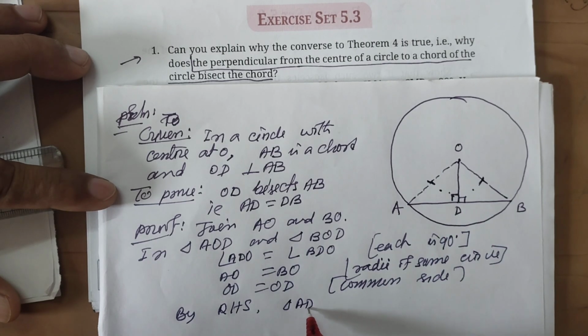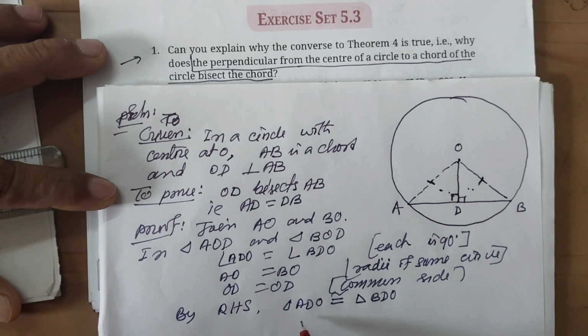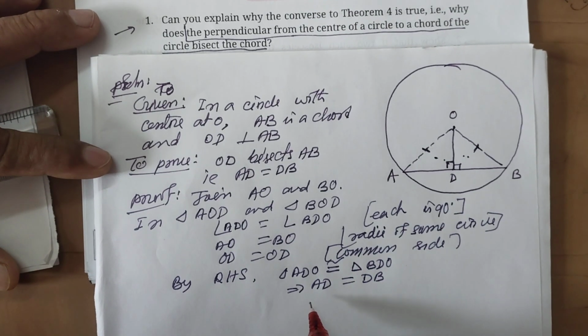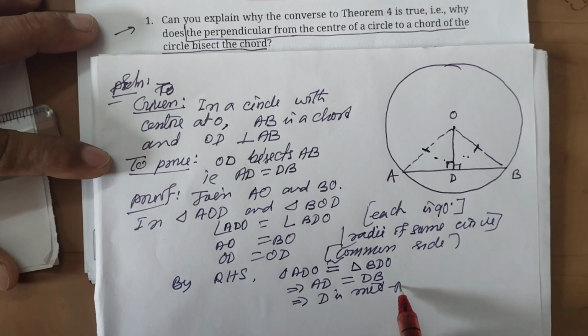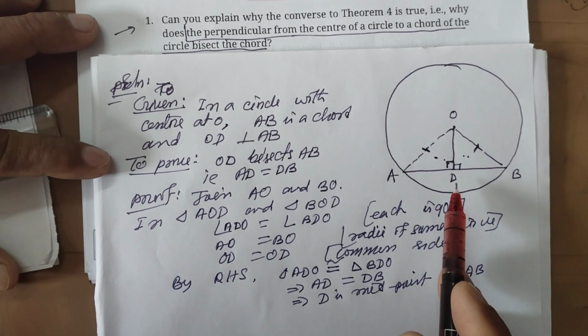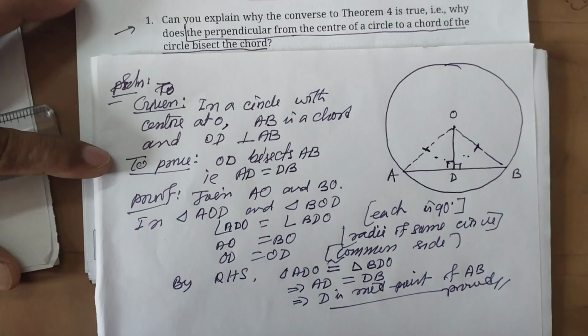Triangle ADO is congruent, this is the symbol, triangle BDO. So the two triangles are congruent. The corresponding sides by CPCT must be equal. This implies AD is equal to DB. And AD equal to DB, this implies D is midpoint of AB. That is, D bisects AB. And this is the complete proof for this question. Okay.